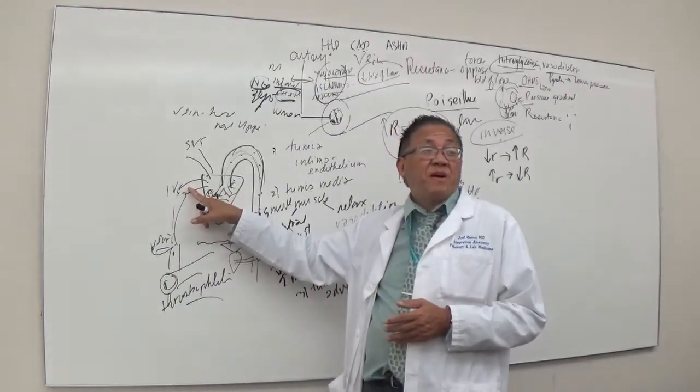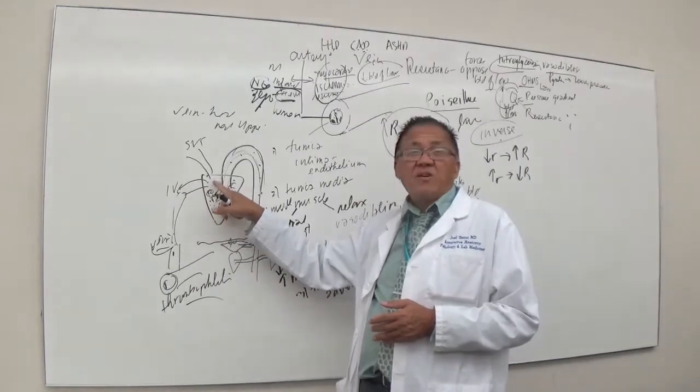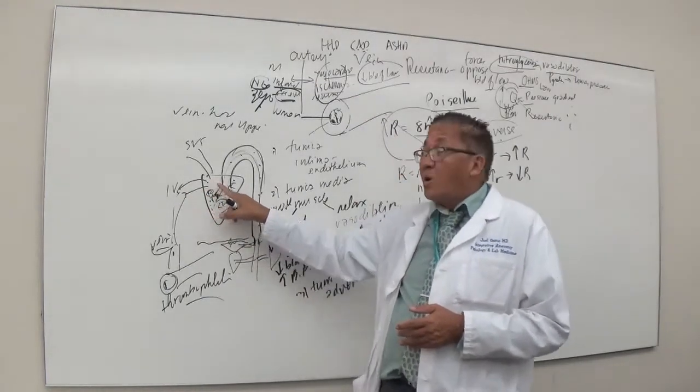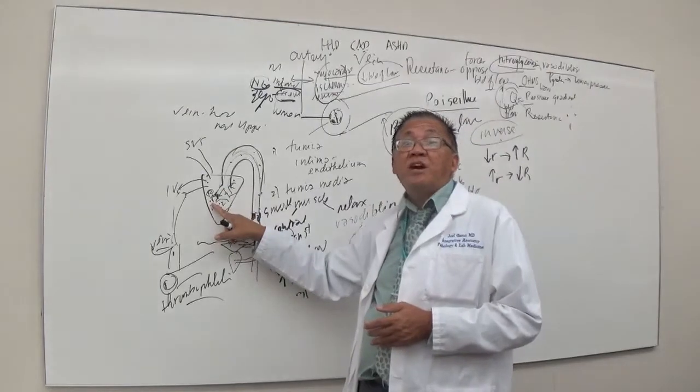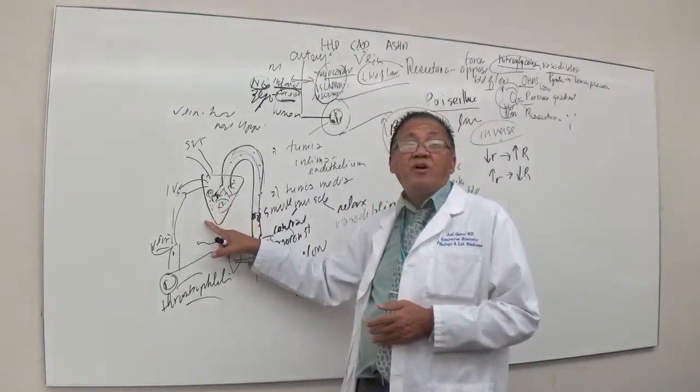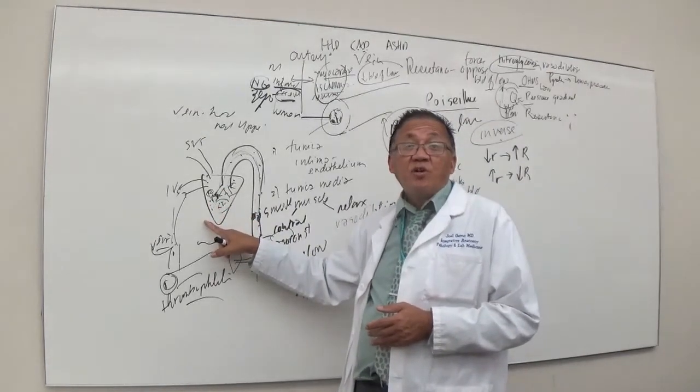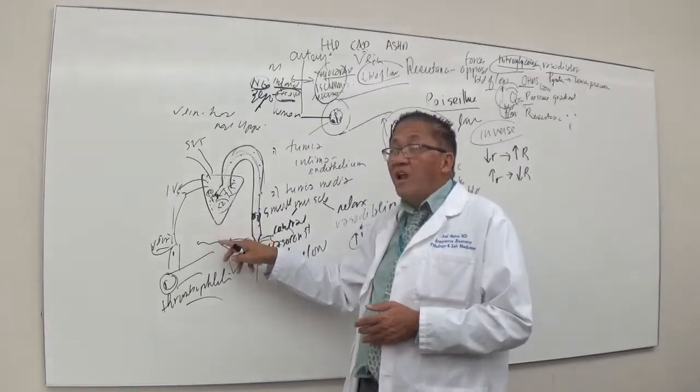Now, it travels here, will it stop in the vena cava? No, why? This is a big blood vessel. Will it stop in the right atrium? No, it's a big chamber. Will it stop in the right ventricle? No, it's a big chamber. Will it stop in the pulmonary trunk or artery? No, these are big blood vessels. Will it stop in the lung?